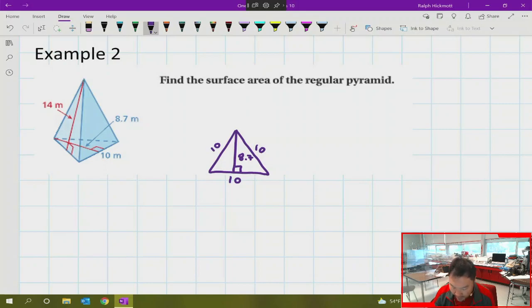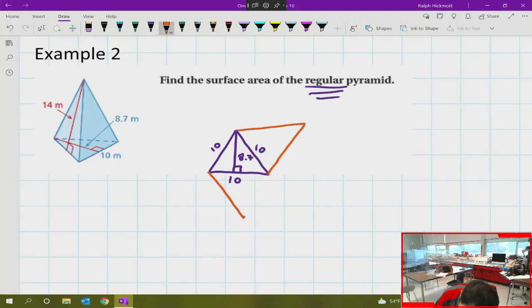So we have the base, and I have the height, which is 8.7, and I have the sides that are all 10. And I know they're all 10 because right here at the top again, we're talking about a regular pyramid where all the sides are congruent. So from there, I'm going to branch out the individual lateral faces. And if you remember, the lateral faces on a pyramid just extend out. They fold down, and they're this really nice, easy looking star shape.